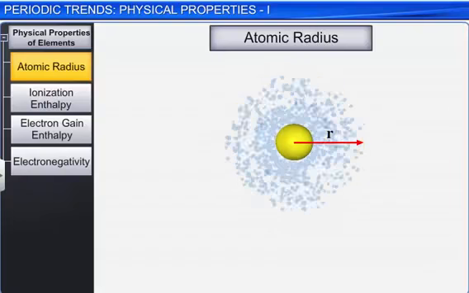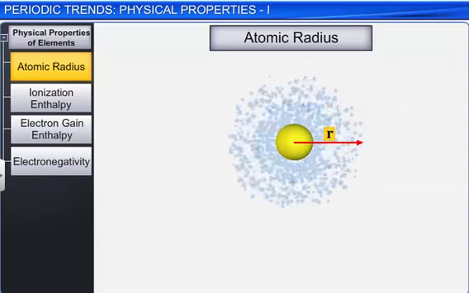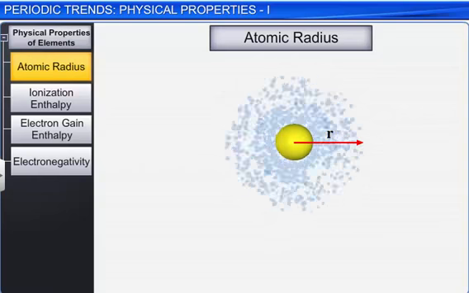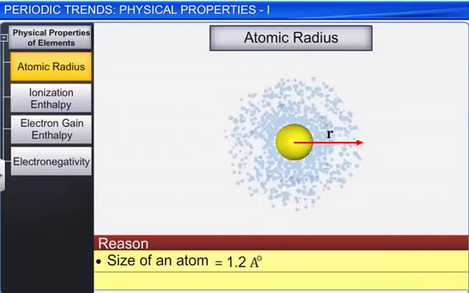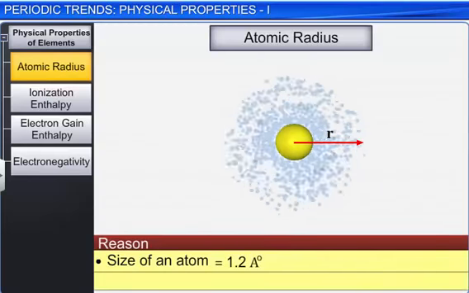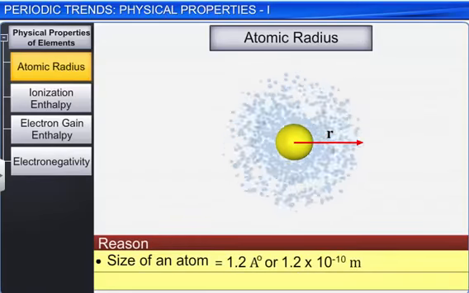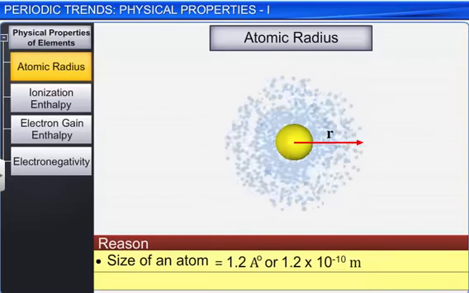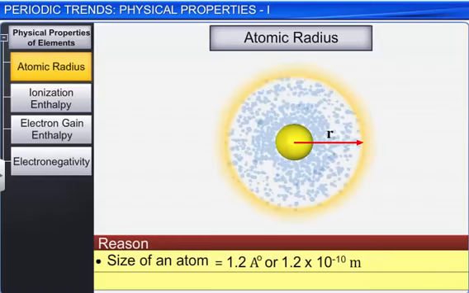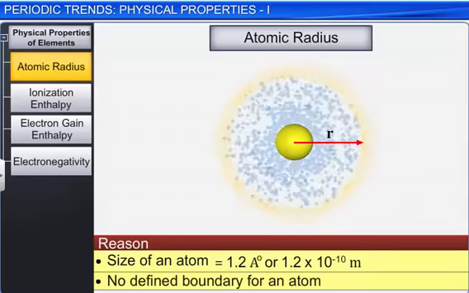Measuring the actual atomic radius is a difficult task for two reasons. First, the size of an atom is of the order of 1.2 angstrom or 1.2 multiplied by 10 to the power of minus 10 meters, which is too small to be precisely measured. Secondly, the electron cloud surrounding an atom does not have a well-defined boundary, which again adversely affects the precision of the measurement.